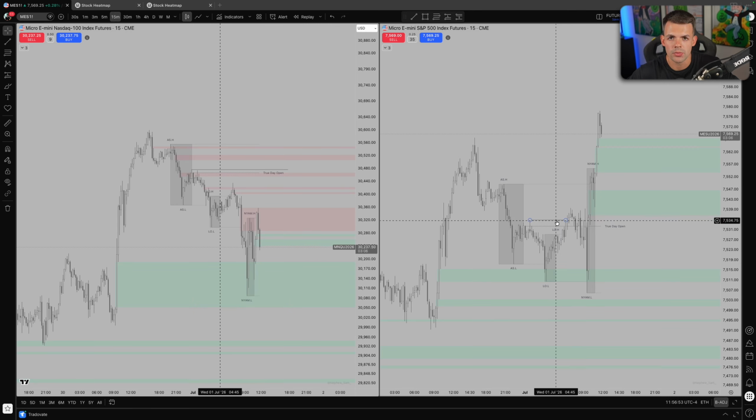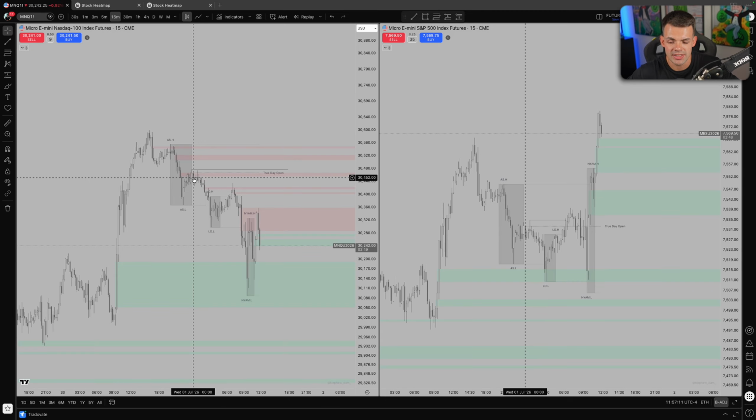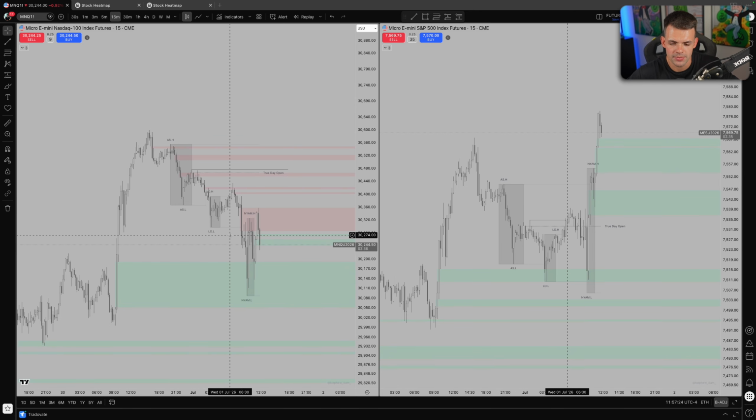But most of you will just look for SMTs and execute your trades on the Nasdaq, and that makes literally no sense. If we are coming into the day and we have a bearish bias, which asset do we want to short? Definitely the Nasdaq, because it's the weaker asset.